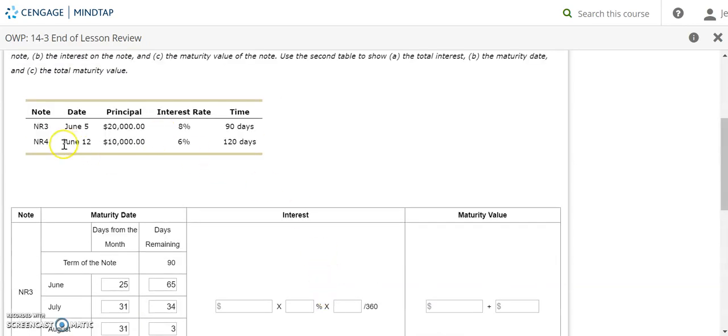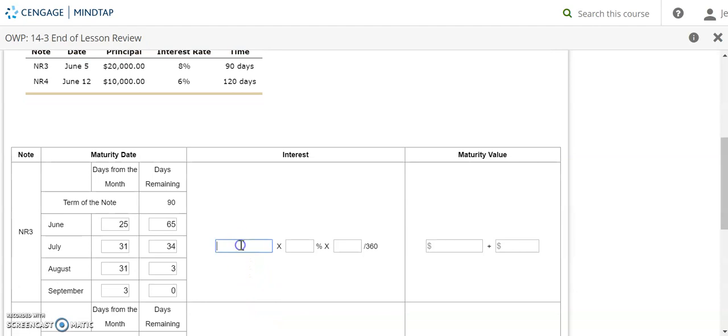Okay, so next thing that we're going to do is we're going to figure out our interest. So to figure out our interest, we're going to take our principal. So I'm going to just fill in my principal amount. And then I'm going to look at my interest rate of 8%. And then this is that fraction. So it's 90 days over 360. So I'm going to type it into my calculator just like that. So 20,000.